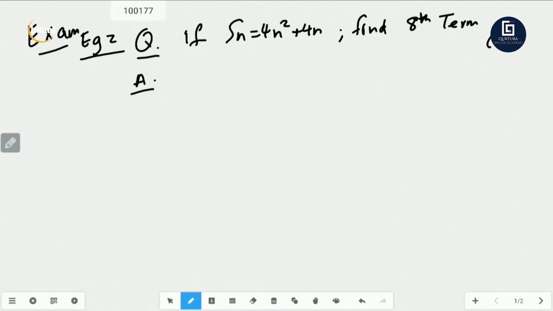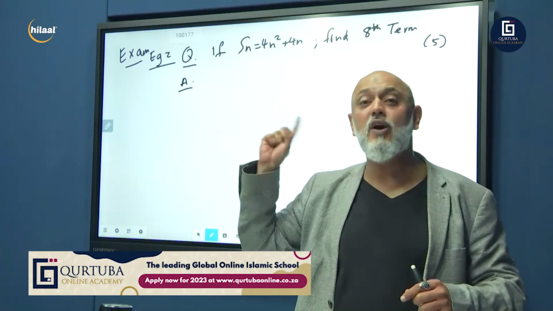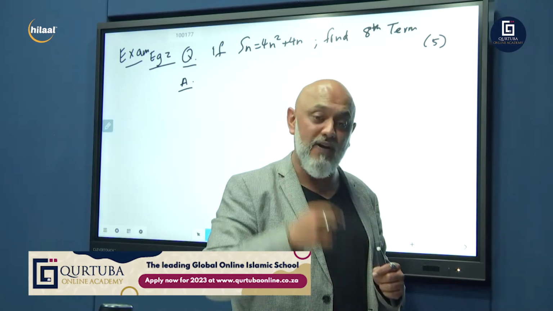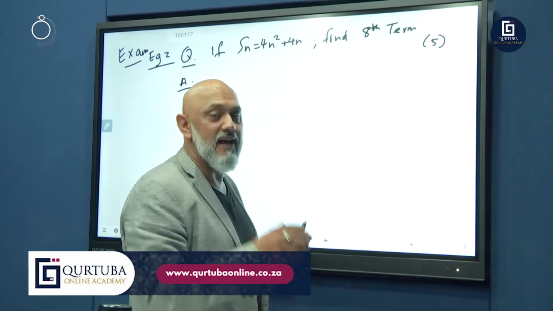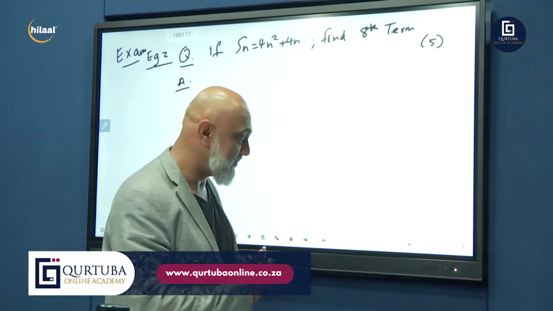So they give you a Sn formula, right? They tell you the sum of a whole series of terms is given by that, 4n squared plus 4n. They want the 8th term. How would you find the 8th term? Now, let's use a little bit of common sense. Let's use a little bit of logic, right?